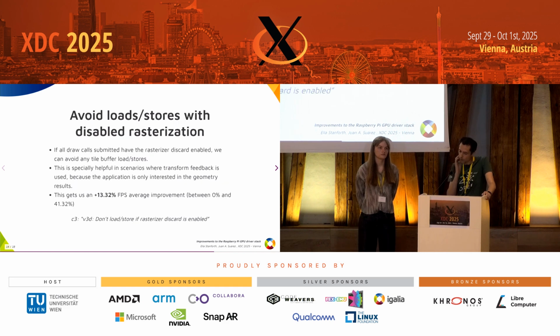Another improvement we made also affects the load and stores for the tile buffer, and this happens when we have rasterization disabled. In this case, as we are not going to run the rasterization, we can avoid, like in the case of the invalidated framebuffers, doing the stores and the loads. And again, avoiding the load and stores in the tile buffer has quite a big impact.